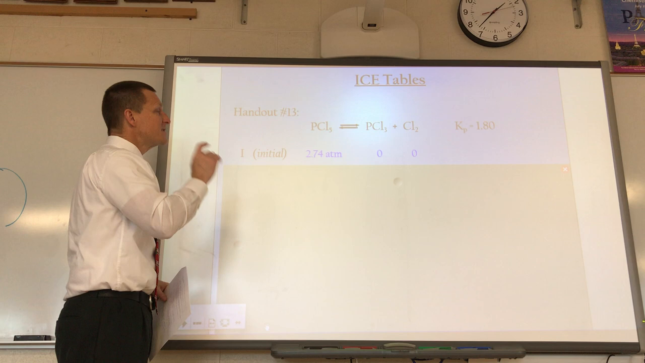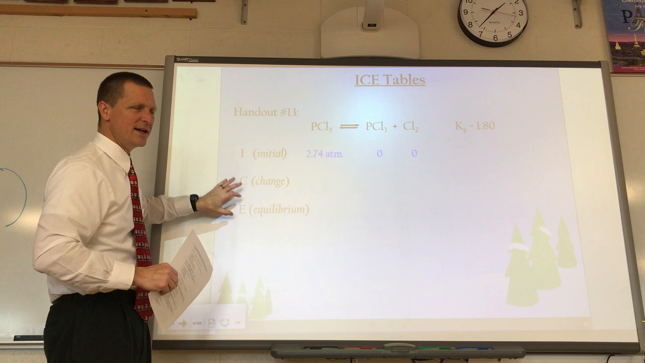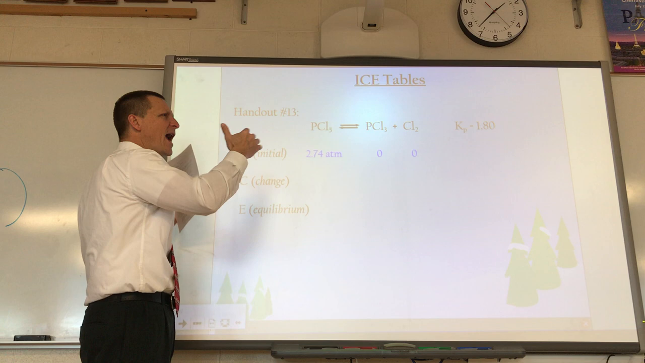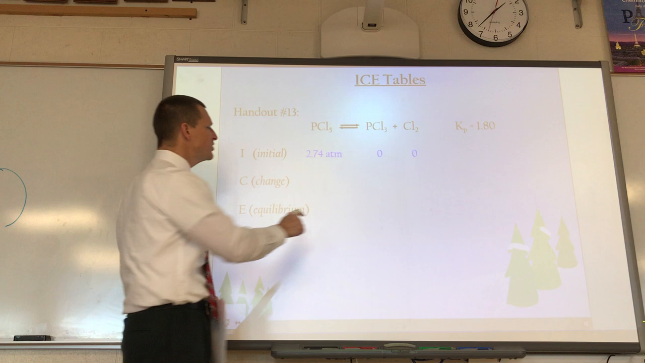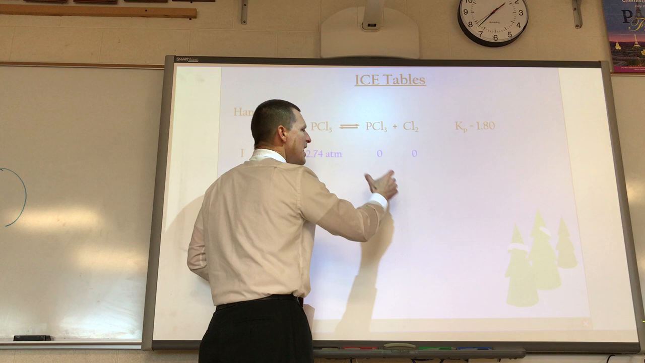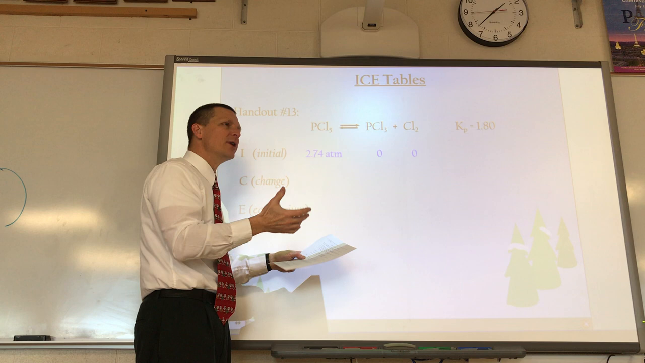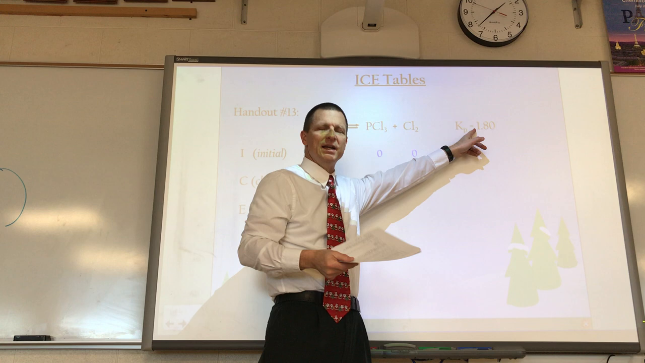So the rest of our ice table then is going to look like this. Here's why I call it an ice table. Initial, change, equilibrium. So we're going to just track what's going on with each of the reactants and products through this table. Once we get down to the equilibrium line, when we have the quantities, that's where we take the products over the reactants, and that's equal to K, right? The equilibrium amounts of everything is what we plug into this. You wouldn't start with the initial. Okay, so let's go ahead and fill out our ice table.